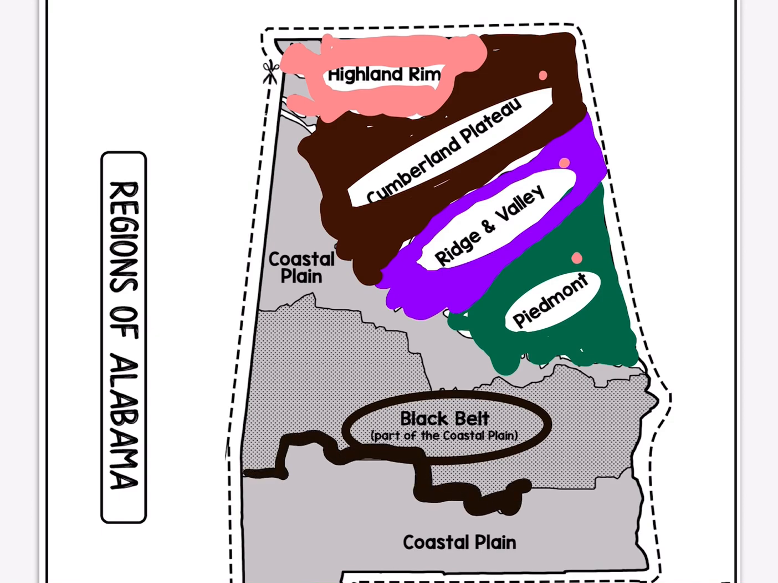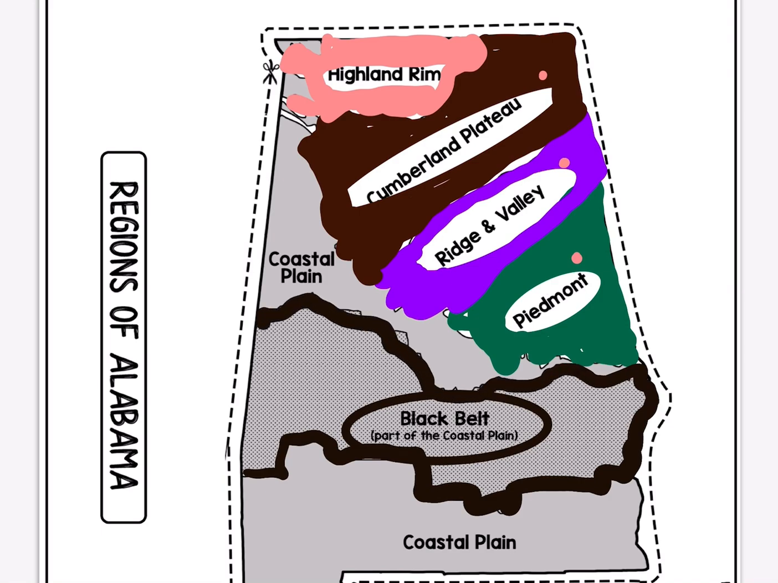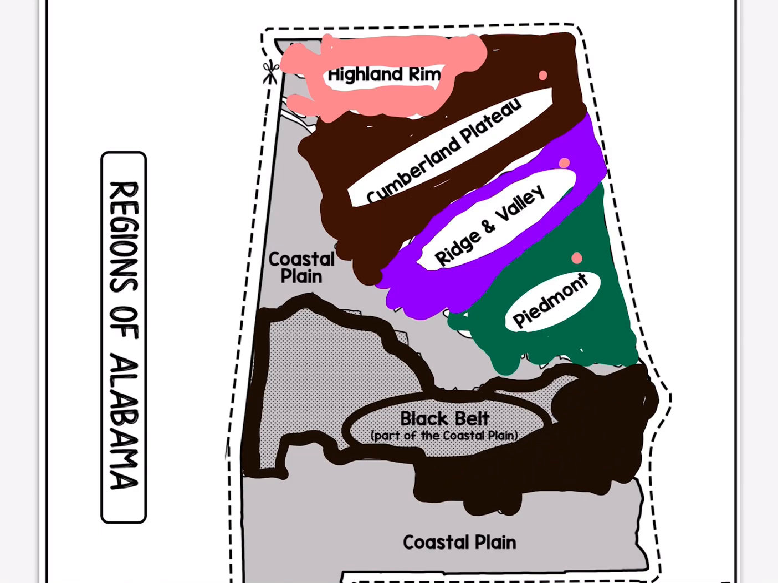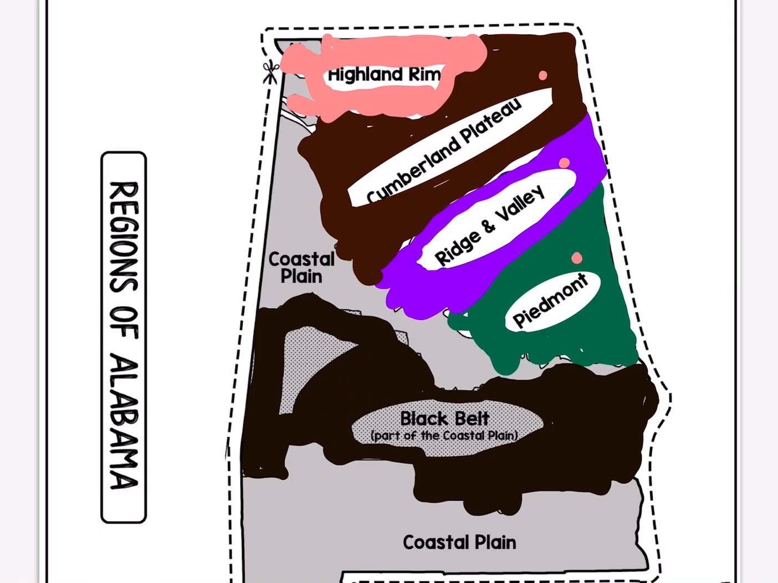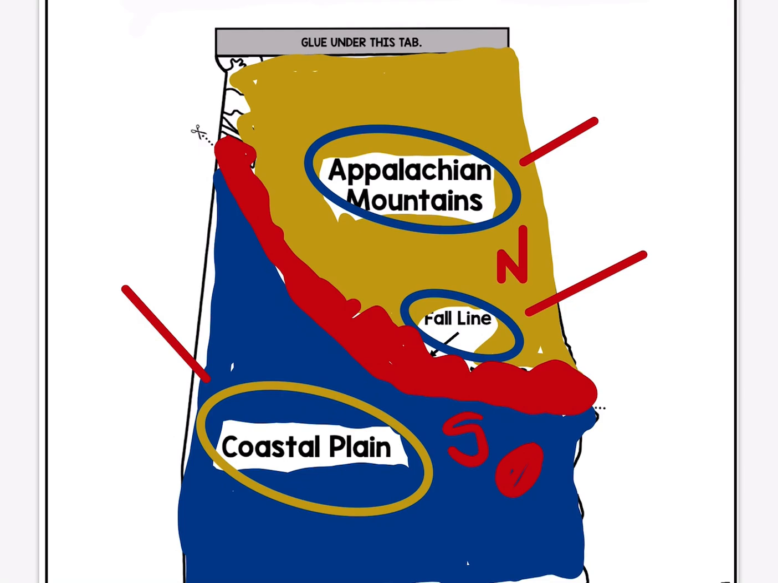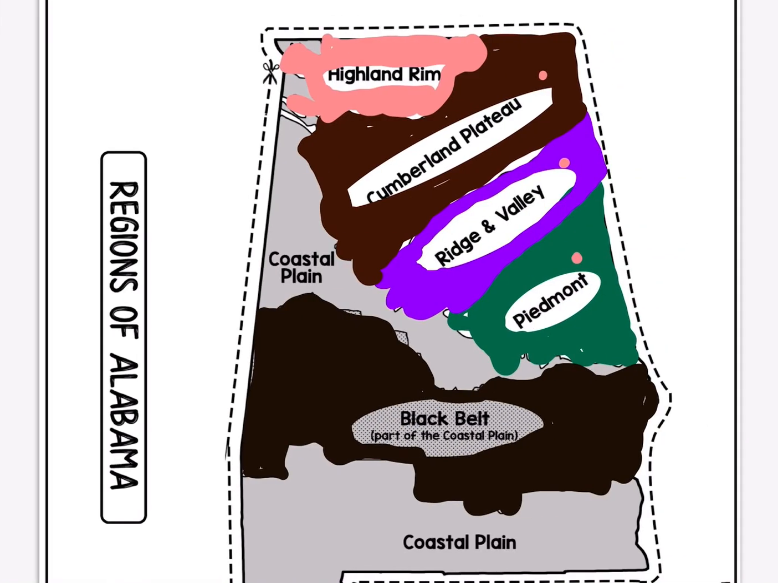When your pencil is moving, when your hand is moving, when you're making those gestures, your body is building those memory cells, and it's helping you to remember what the shape looks like. It's helping you to associate the black belt as being in the middle, lower middle of Alabama. Okay, so it's part of the coastal plain. And we already colored the coastal plain on the front. It was blue. So within the coastal plain, you have the black belt.